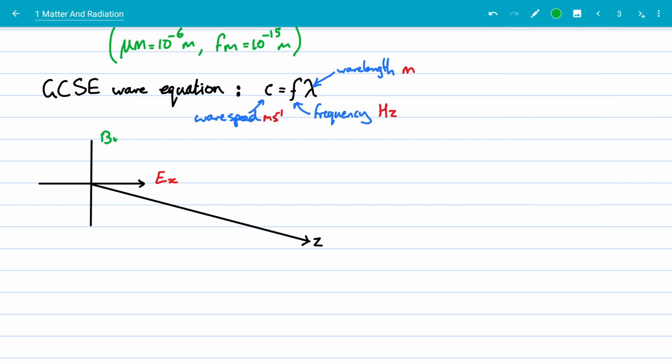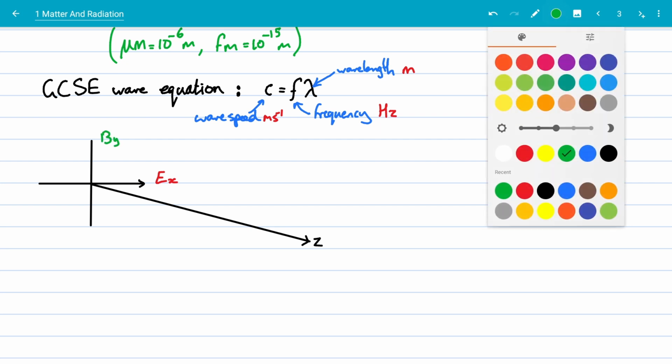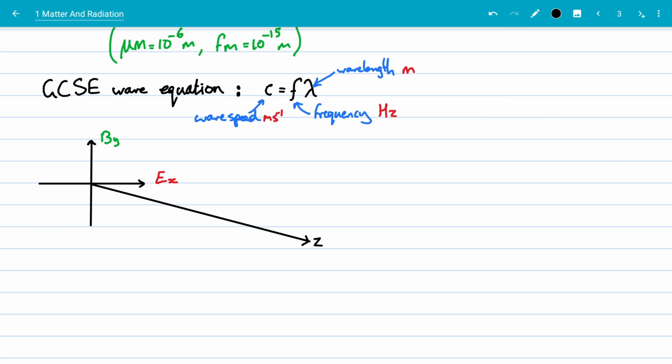Unfortunately, in textbooks, they very often draw these the wrong way around, such that the Poynting vector would actually be in the opposite direction to the unit vector along the direction z. But you don't have to worry about that yet, because you know what? It's early days. We've just started our A-level.